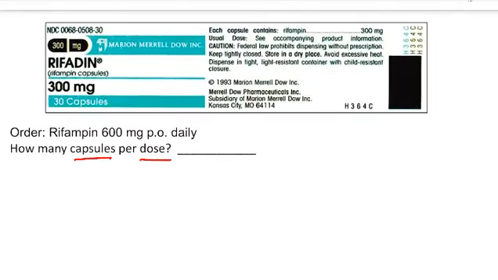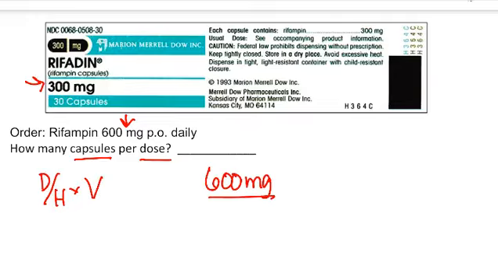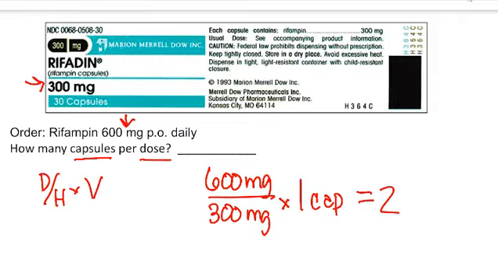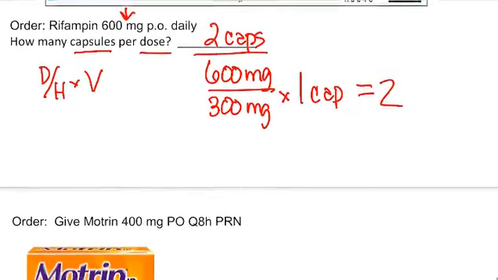Capsules per dose. I need to know my doctor's order. I need to know my drug label. This is going to be a D over H times V calculation. What is my D? My doctor's order. 600 milligrams. What do I have? I have 300 milligrams times 1 capsule. Go to my calculator. 600 divided by 300 equals 2. My answer, 2 caps. Final answer. The last one.